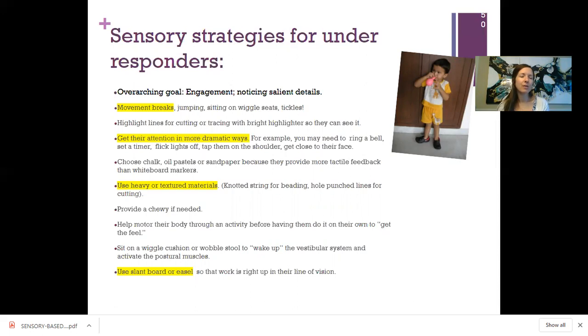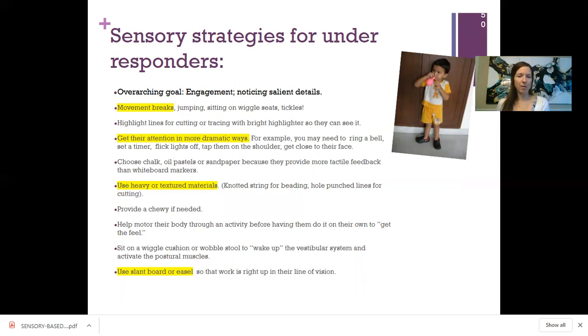Another thing you can do is use heavy or textured materials. There was the example of the little girl stringing beads and pulling them along the knots, which gives a little extra texture and sensory input. These kids tend to do better with chalk, oil pastels, and sandpaper, because that's extra feedback for their bodies. They might need a chewy, because that gives more sensory input to their jaw. If they're learning a new motor activity, they may need help motoring their body through it, to get their joints ready to feel it.